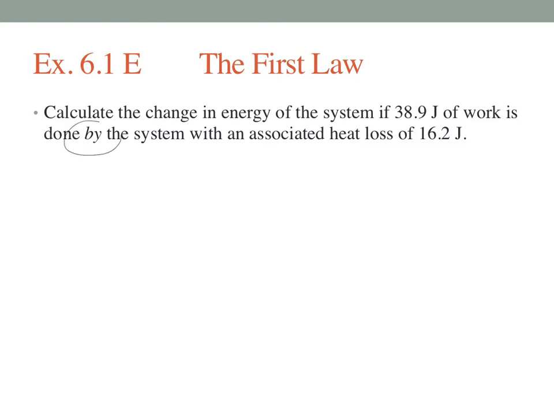So, work done by the system means the system is doing work, it is losing energy, that's a negative value. And a heat loss also gives that negative 16.2 a negative value. So my energy equation: the energy of the system is going to be heat plus work. Work is W, heat is Q.